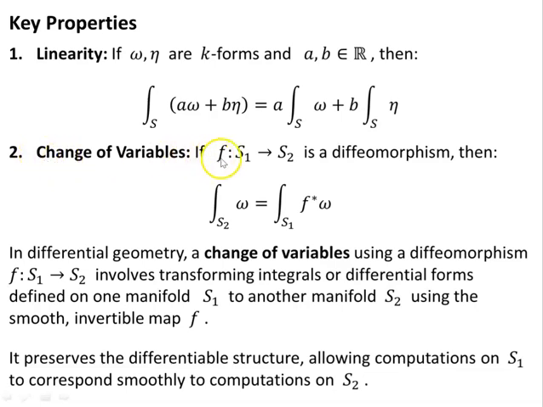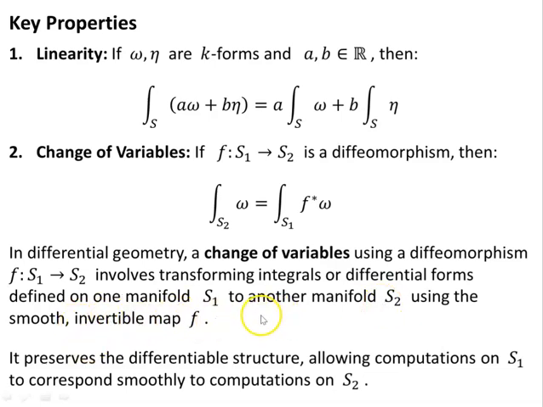Change of variables. If f is a map from surface 1 to surface 2 as a diffeomorphism, then the integral of omega over S2 is equal to the integral of the pullback of omega under f over S1. S1 being u in our case, and S2 being s for this video anyway. So I'll just say something about it. So in differential geometry, a change of variables using a diffeomorphism, that's f, which is a map from S1, surface 1 to surface 2, involves transforming integrals or differential forms defined on one manifold, S1, to another manifold, S2, using the smooth invertible map f.